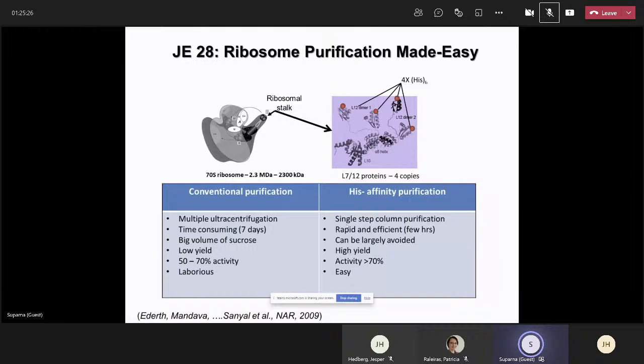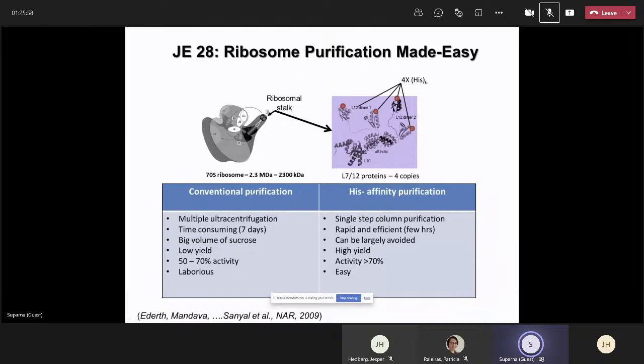In contrast, this J28 ribosome can be purified with a single affinity column in a few hours, sometimes even less. In ultracentrifugation, as I mentioned, you deal with a big volume of sucrose, and in the his affinity purification, that can be largely avoided. I'm saying largely avoided. I will come to a point where we still may need ultracentrifugation in this prep, but actually, in small scale preps, you do not need that.